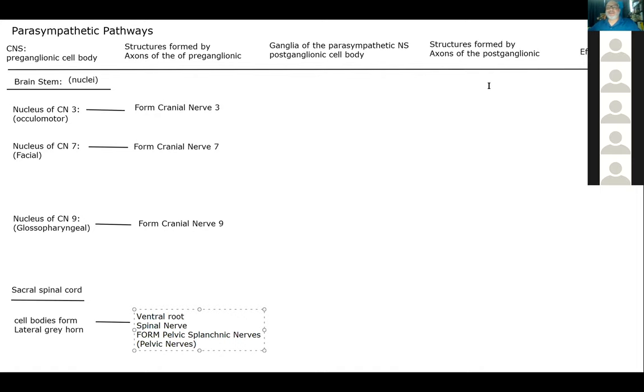Now, these things need to lead to ganglia, where they are going to synapse. Now, remember, as we mentioned, most of the ganglia don't have names. Most of them, and in fact, all the ones associated with the sacral spinal cord are just what we call generic names for terminal ganglia. So these splanchnic nerves will go to a terminal ganglia where they will synapse. As they leave, they simply become a structure that we call a parasympathetic nerve.